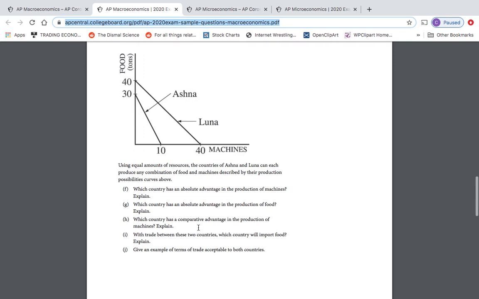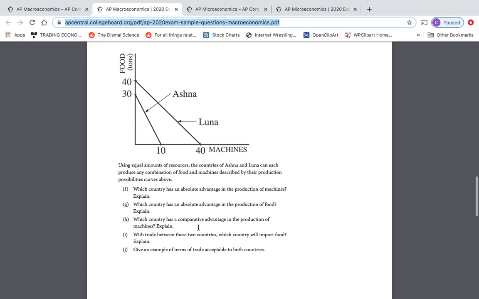With trade between these two countries, which country will import food? Okay, so which country will import food? Well, that's the same country that is exporting machines if trade is to occur. So whoever has the comparative advantage in machine production, that's the economy that will import food.